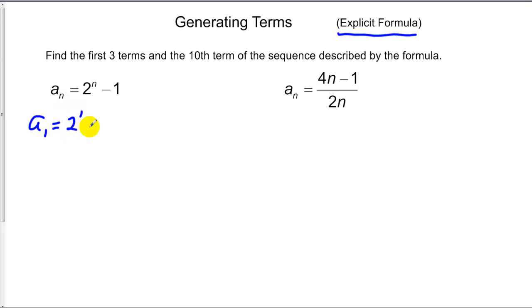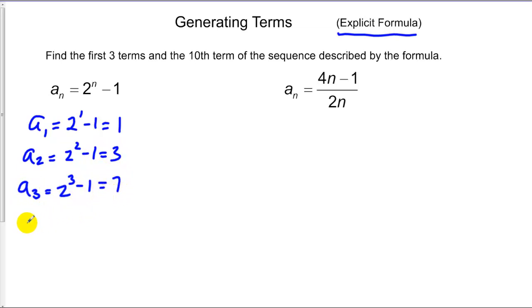So this is 2 to the first minus 1, which is going to equal 1. If I want the second term, I let my n value equal 2. Then I have 2 squared minus 1 is 3. Third term, 2 to the third minus 1 is 7. And 10th term, let n equal 10, so I have 2 to the 10th minus 1 is equal to 1023.